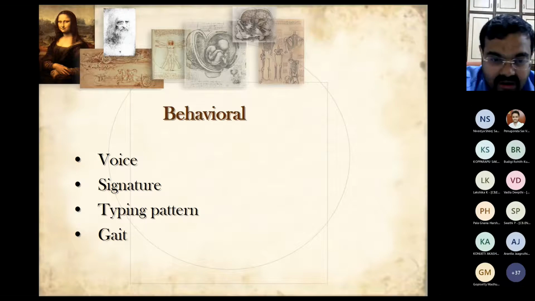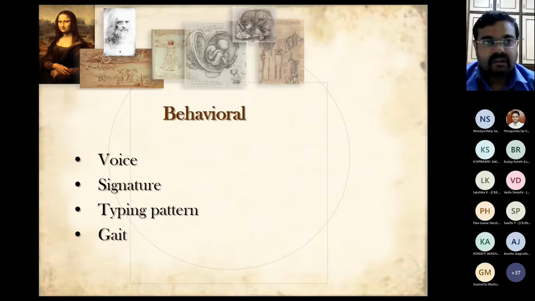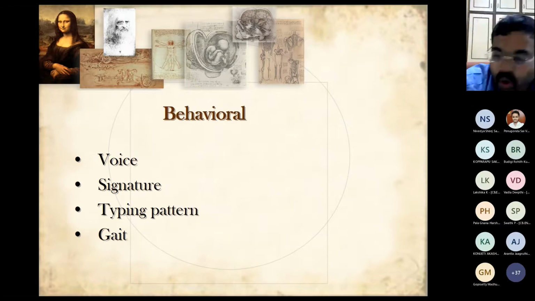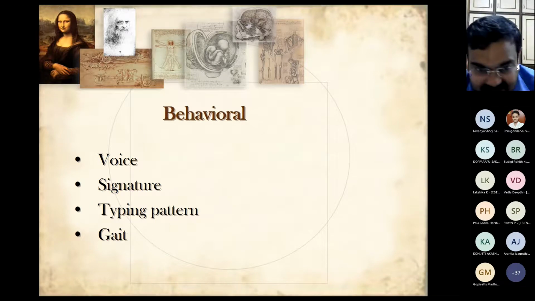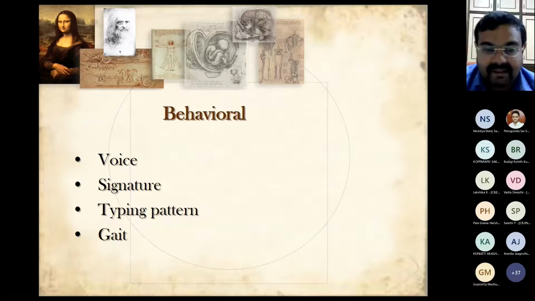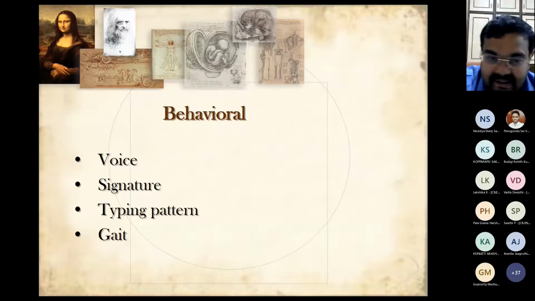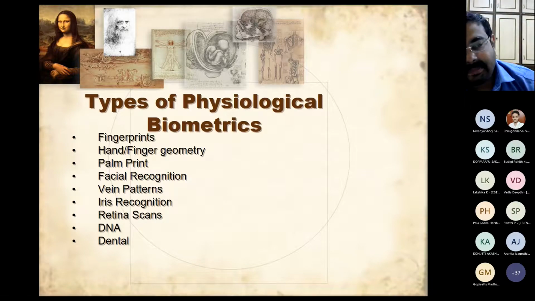Then gait, G-A-I-T. Gait is the walking style. Each of us has our own style of walking, so the walking style also can be a good biometric with respect to behavior. Out of these 4, we will see speech or voice in detail in the subsequent classes. We'll see signature in detail, and typing pattern also in detail, and finally we won't be seeing gait or walking in detail. It's not going to be taught in detail. Now coming to the physiological biometrics that are part of your body.